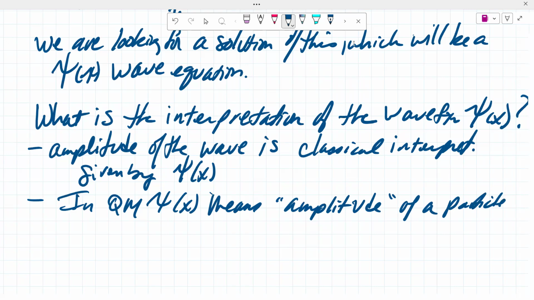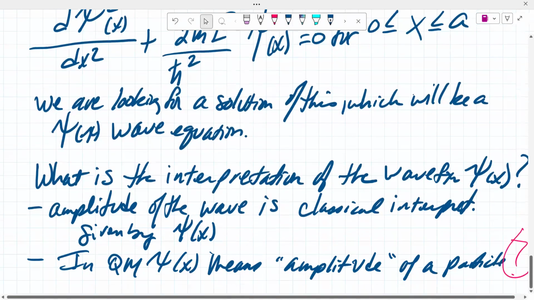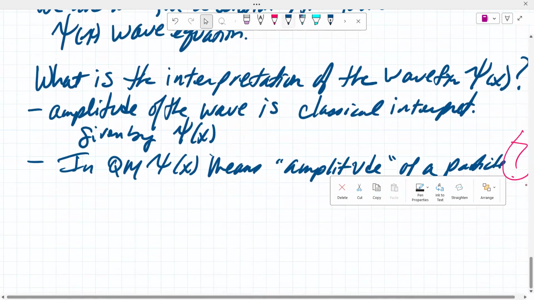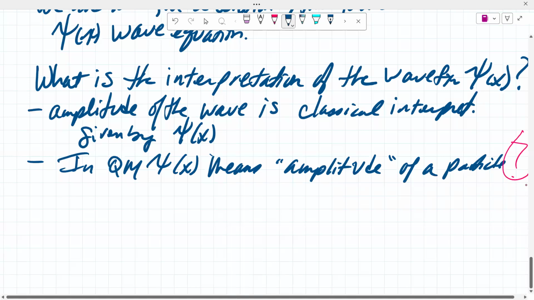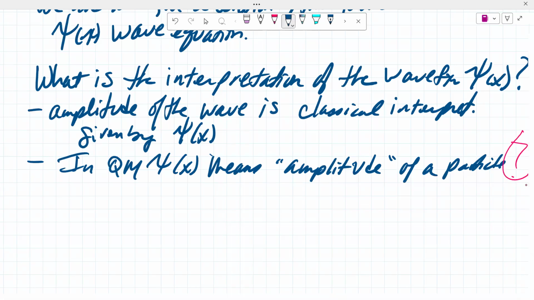Does that raise your eyebrows too? What the heck does an amplitude of a particle mean? Well, that's a little strange. Might have a question about that. What does it mean to have the amplitude of a particle? All right, well, let's go through and let's try to understand what this might mean.